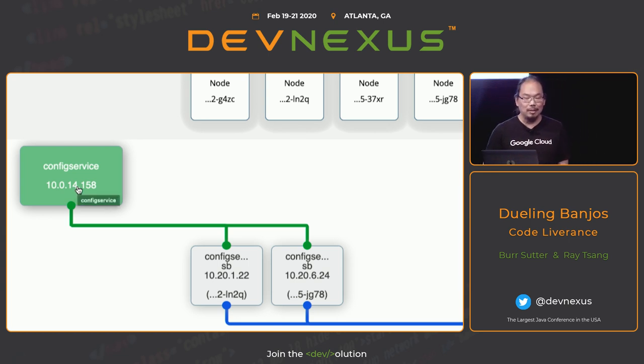But one last thing here is that we actually also automatically configure the DNS. So rather than connecting to the IP address directly, in the consumer, all you have to do is to say HTTP config service and port 8080. And then it will get resolved into the IP address. And then we can load balance the traffic for you behind the scenes.